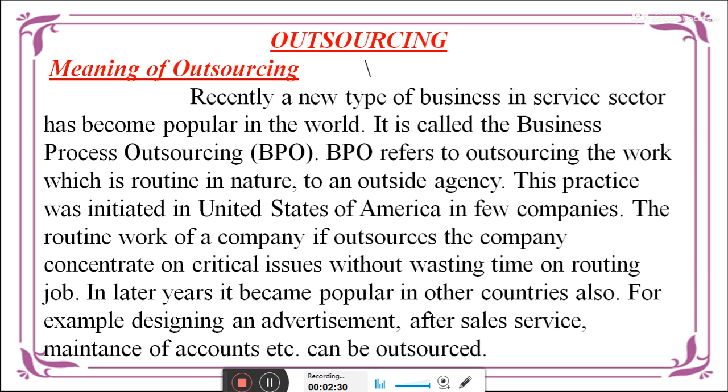Recently a new type of business service has become popular in this world. It is called business process outsourcing, that is BPO.